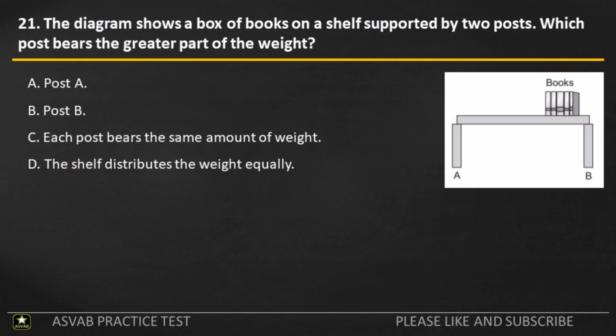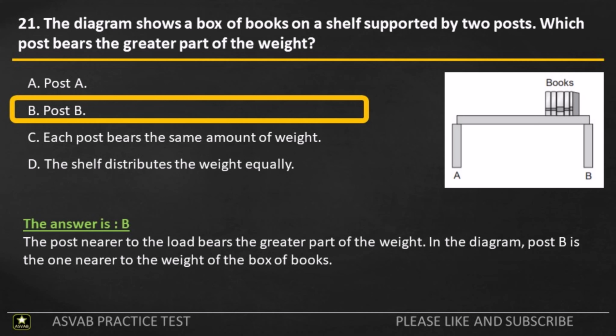21. The diagram shows a box of books on a shelf supported by two posts. Which post bears the greater part of the weight? A. Post A. B. Post B. C. Each post bears the same amount of weight. D. The shelf distributes the weight equally. The answer is B. The post nearer to the load bears the greater part of the weight. In the diagram, post B is the one nearer to the weight of the box of books.